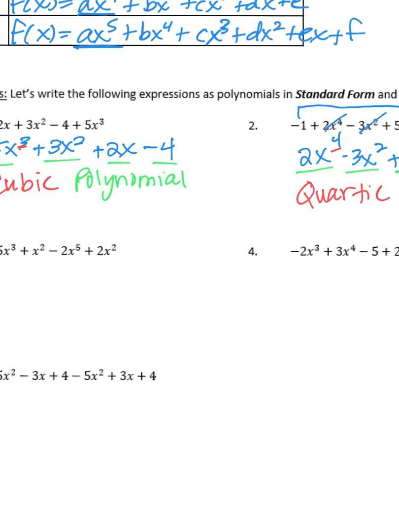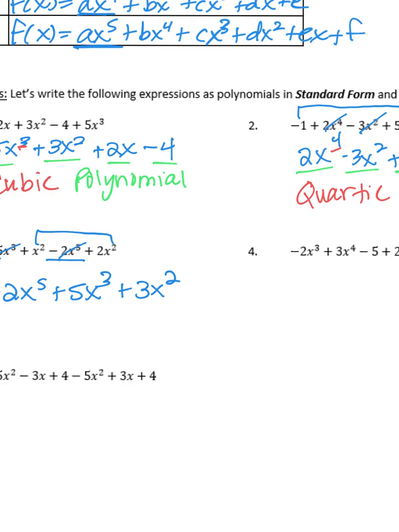In example 3, the largest exponent is power 5, so we're going to start with negative 2x to the 5th. After that, I'm looking for the 4th power, but I don't have one, so I move on. Plus 5x cubed. And then I have some like terms. 1x squared and 2x squared combine to be 3x squared.